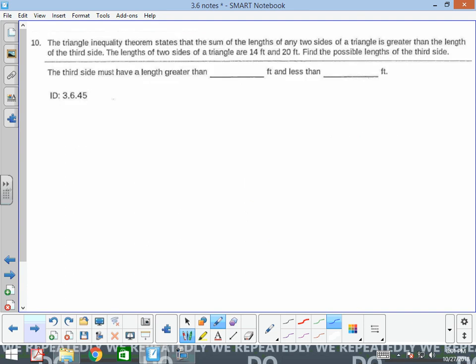Number 10, this one's really easy. I'm going to make it as easy as possible. The triangle inequality theorem states that the sum of the lengths of any two sides of a triangle is greater than the length of the third side. The lengths of two sides of a triangle are 14 and 20. Find the possible length of the third side. So the third side must have a length greater than, and all you're going to do is take the two numbers and subtract, big minus small, and that goes there. And then it says and less than, and now we're going to take the two numbers and add. So first subtract, that goes in the first blank, then add, that goes in the second blank.